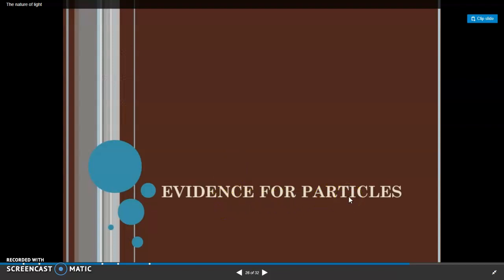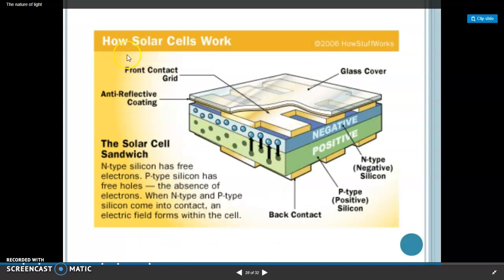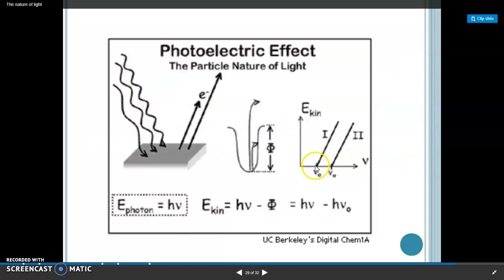Evidence for particles: this is the photoelectric effect, the particle. How solar cells work: front contact grid, anti-reflective coating. This is a more advanced example of a solar cell sandwich. Here, the photoelectric effect. Here is the photon. When it enters here, it will go out as an electron. This is the energy, and this is the formula of the photon.